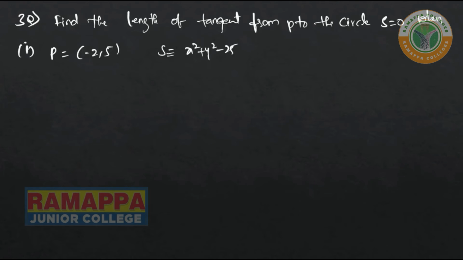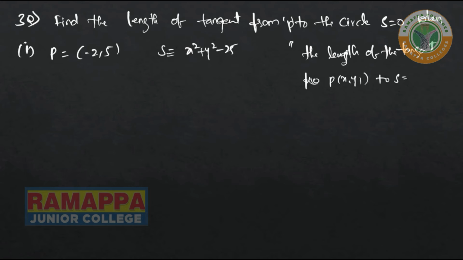Now third question here: find the length of the tangent from P to the circle S is equal to 0 when P is 2 comma 5 and S is equal to x square plus y square minus 25, this is the first question here. So here, the length of the tangent from the point: the length of the tangent from P x1 comma y1 to S is equal to 0 is under root of S11. So this is a basic important note here, so we have to remember this.